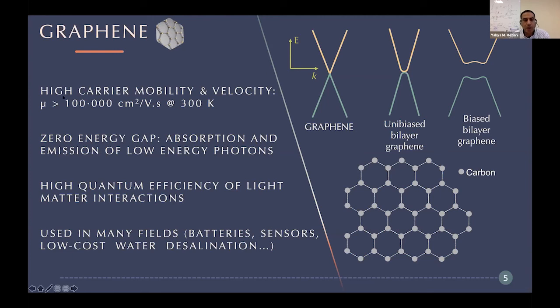So in summary, we have high carrier mobility, with carrier velocity higher than 100,000 centimeters squared per volt second at room temperature. It has zero energy gap or some small opening, which is very useful for the absorption and emission of low energy photons, for both detection and lasing, and also gives high quantum efficiency of light-matter interaction. Now, graphene fabricated by the CVD method or by the epitaxial method is mainly what is used for different types of applications, like electrodes for batteries, sensors, low-cost water desalination, and other applications.